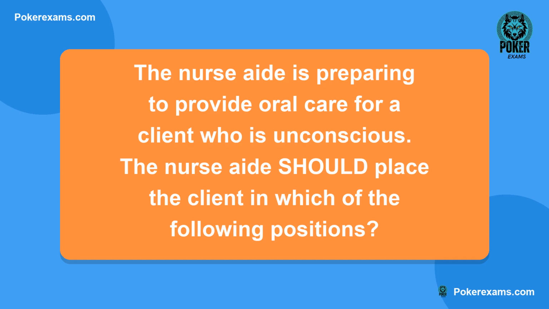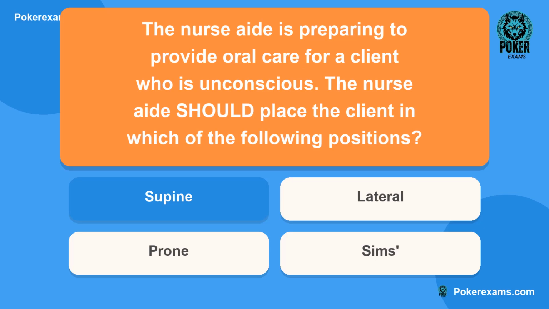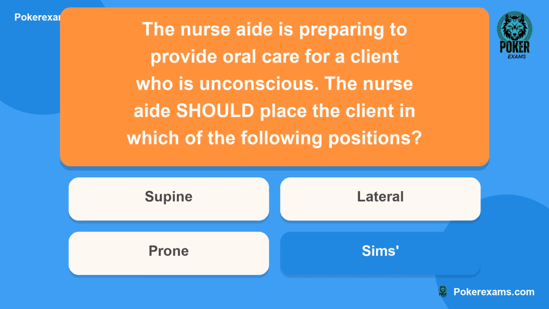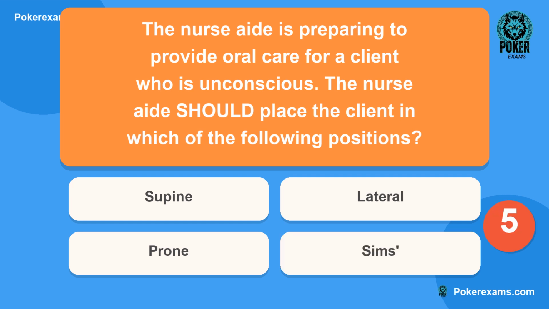Next question. The nurse aide is preparing to provide oral care for a client who is unconscious. The nurse aide should place the client in which of the following positions? Is it A, supine? Or B, lateral? Could it be C, prone? Or lastly D, Sims?